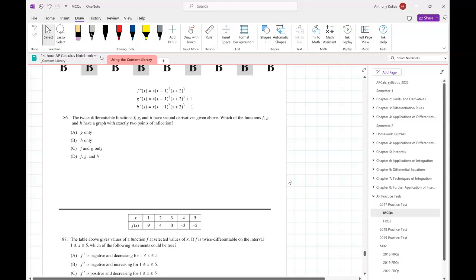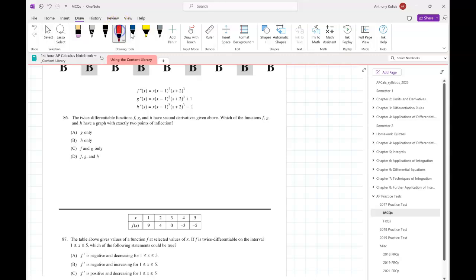86, we had a lot of guessing on and not a lot of correct responses, which made me sad because this is one we have done. This was definitely a multiple choice question that I picked in a block of multiple choice questions that I had you guys do. I was like, oh, I remember this one. It says the twice differentiable functions f, g, and h have second derivatives given above. Which of the functions f, g, and h have a graph with exactly 2 points of inflection?